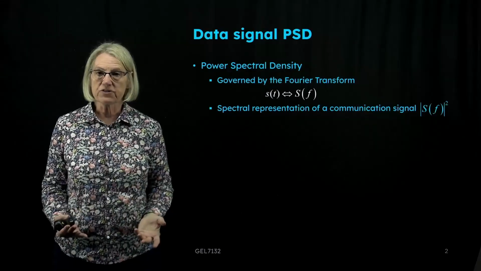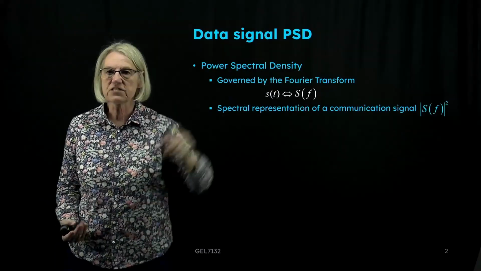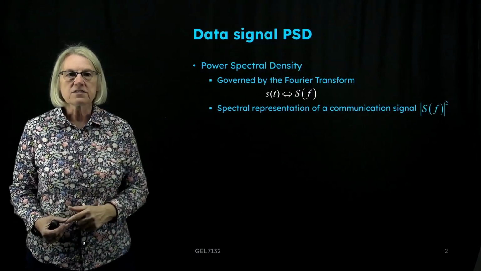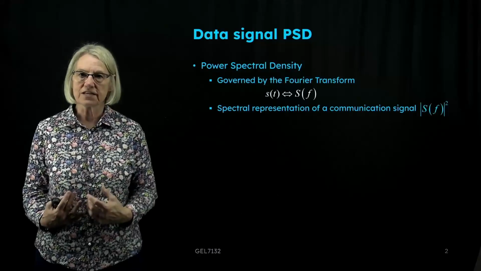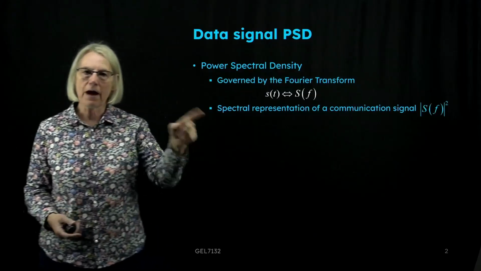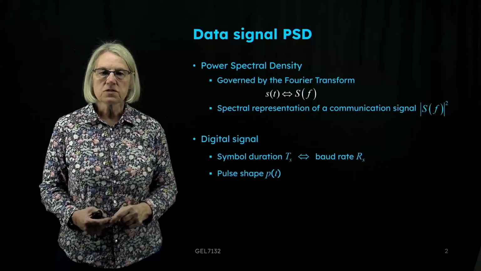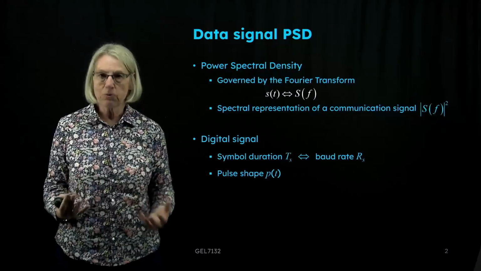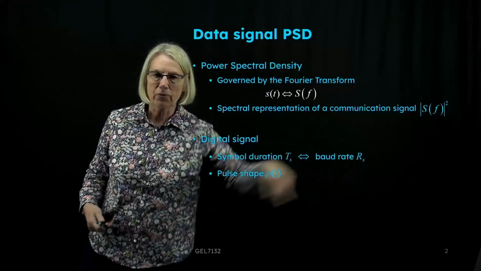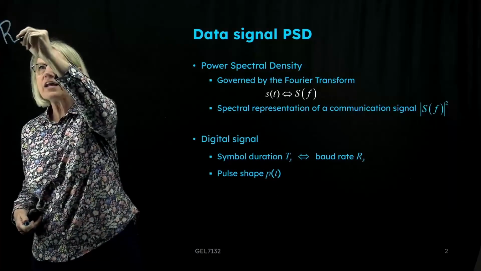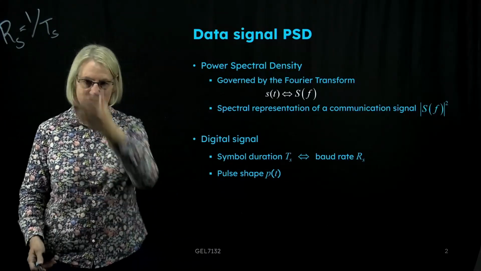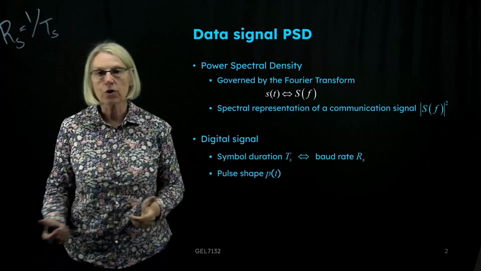So the first thing we'll discuss is the power spectral density, or PSD, of a data signal. This is governed by the Fourier transform. Suppose in the time domain our signal is S of t. We take the Fourier transform and we get capital S of f. So the spectral representation of the communication signal, the power spectral density, is the modulus squared of this Fourier transform of the time domain signal. A digital signal has a symbol duration, which is Ts, and the inverse of that gives you the baud rate, Rs. So the baud rate is 1 over the symbol duration, and it's in symbols per second or in hertz.